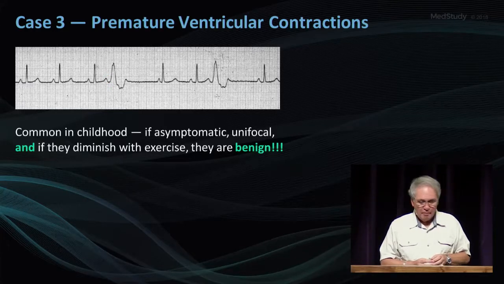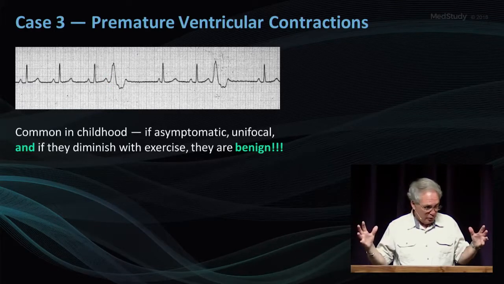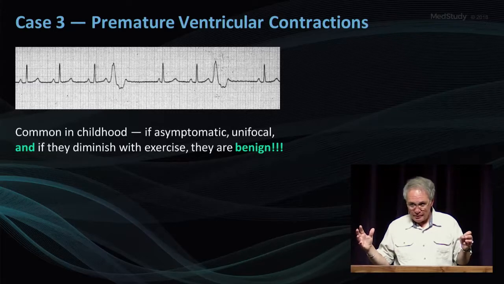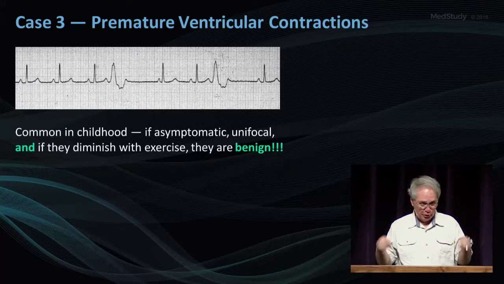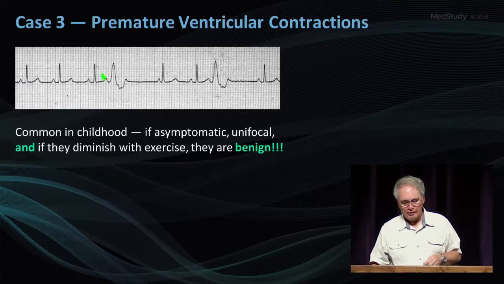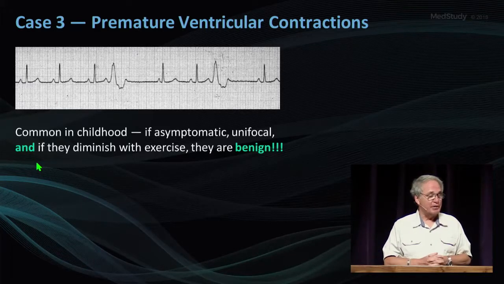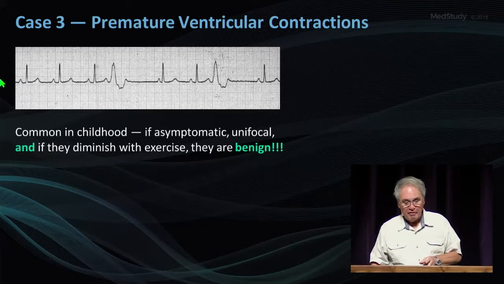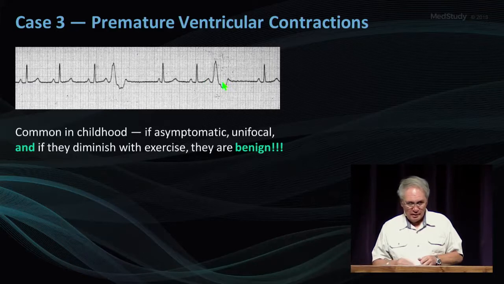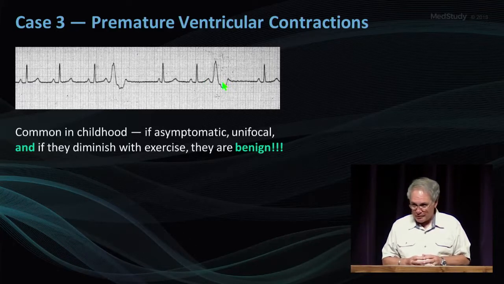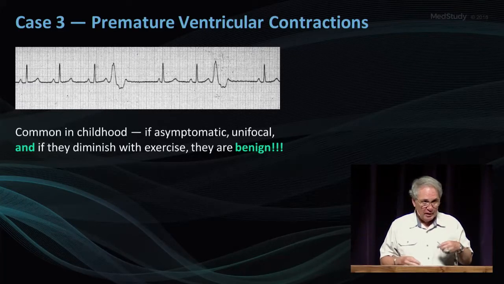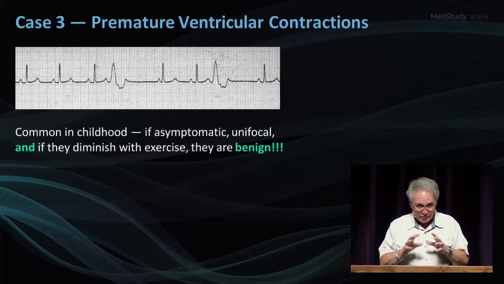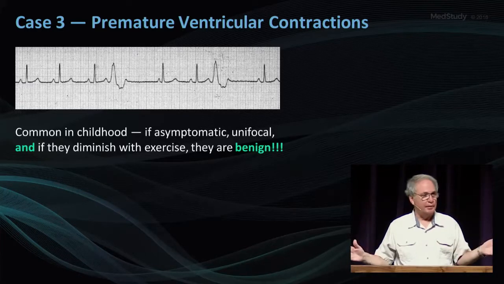a premature beat, but this beat is of a wide QRS nature, meaning this beat is originating somewhere deep down in the ventricles, okay? So this is a premature ventricular contraction, very common in childhood. If the child is asymptomatic, if all the PVCs look the same, and if they tend to go away with exercise, and you can do it in your office, you can have them run up and down the hall, and then listen again. If the premature ventricular beats tend to decrease or go away, benign.